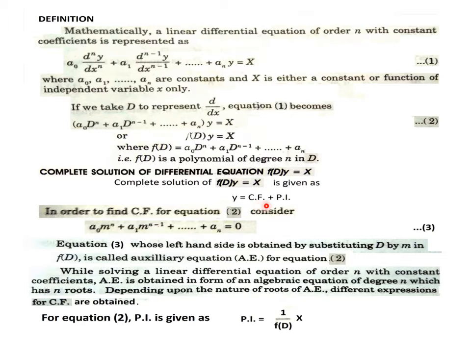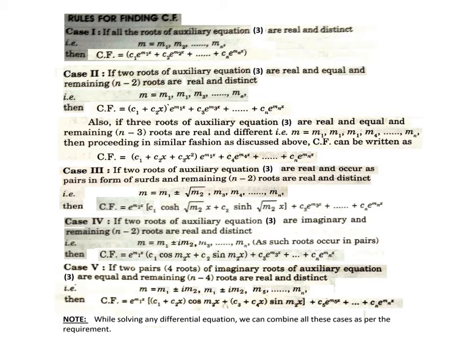Then if we talk over PI, then for that equation 2, PI is initially given as 1 upon that function f(D) over capital X. In next slide we will discuss CF and PI with some detail. First of all, we talk over CF, rules for finding CF. You can see there are certain cases which we will discuss in this slide: 1, 2, 3, 4 and 5.